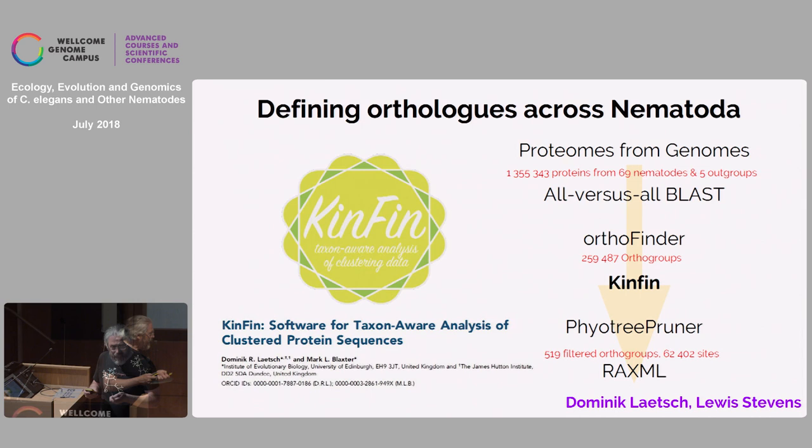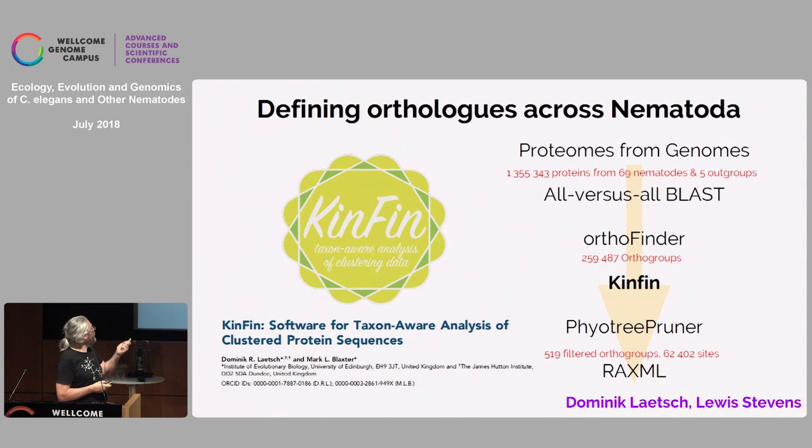What we have done is use these genomes to revisit the nematode phylogeny, and this uses a tool written by Dominic Laetsch called KinFin, which we're very proud of. It's a tool which makes the problem of dealing with 1.35 million proteins from 69 species simple. And so we have a toolkit which goes through and takes these proteins, does an all versus all BLAST, uses OrthoFinder to define orthology groups, uses KinFin to choose orthologs of interest, one-to-one-to-ones, and various other tools to end up with orthogroups that we can then build trees from.